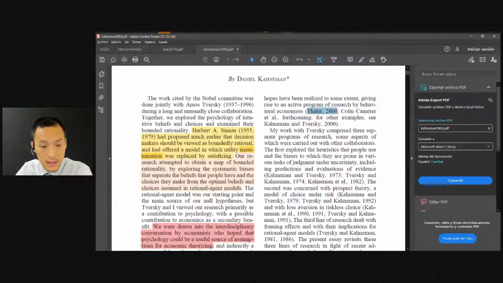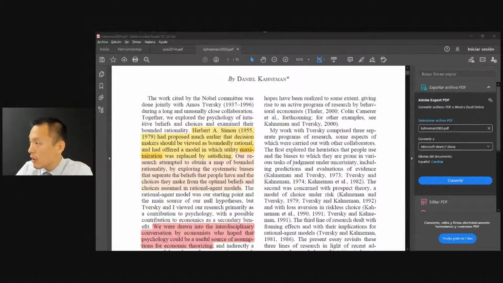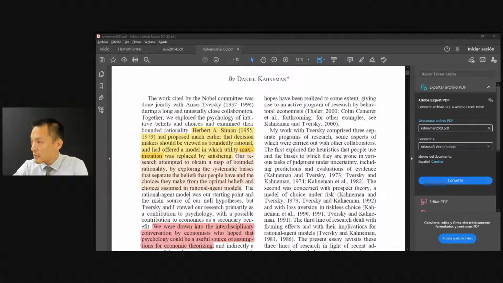Richard Thaler is the guy who wrote the book called Nudge. I don't know if you know about it. It's a super famous book. Hold on, let me share this with you. This one, let me share the screen. Give me a second.